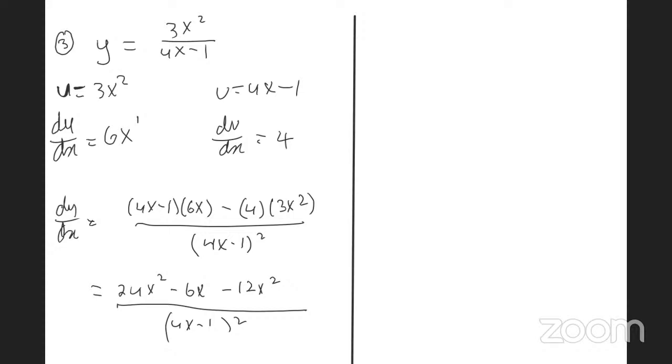Okay then. So dy/dx is 12x squared minus 6x over 4x minus 1 squared. Did you get that? Yeah?